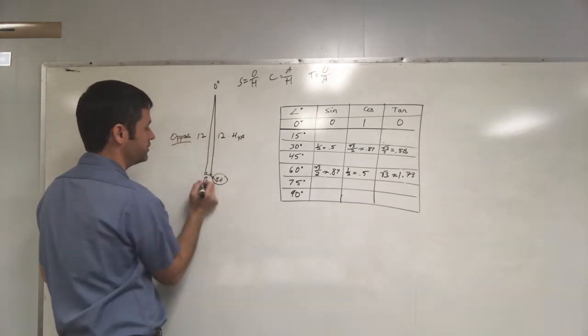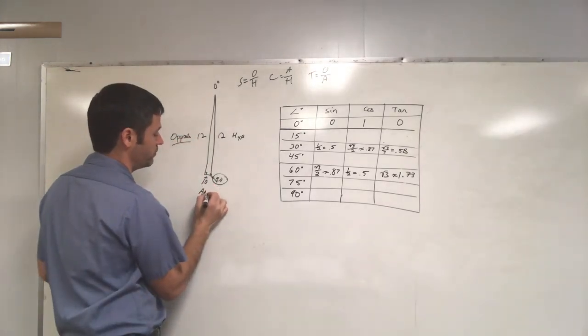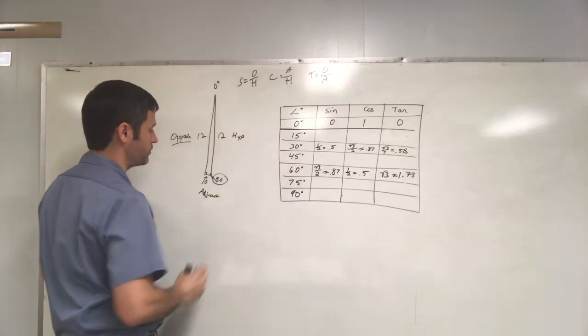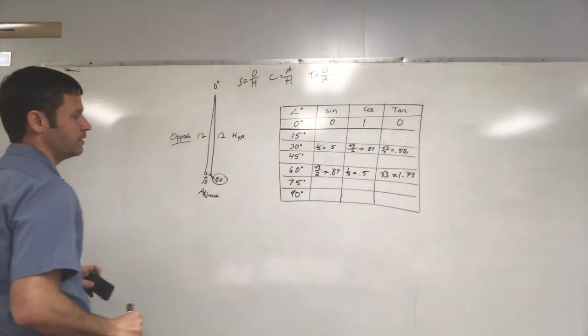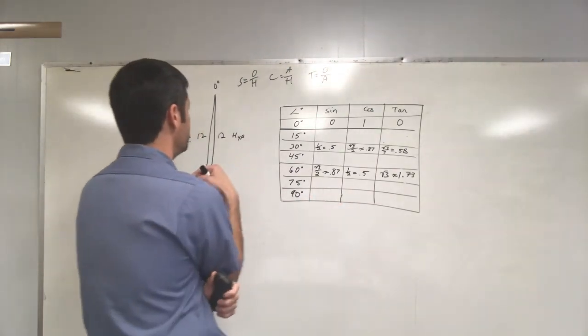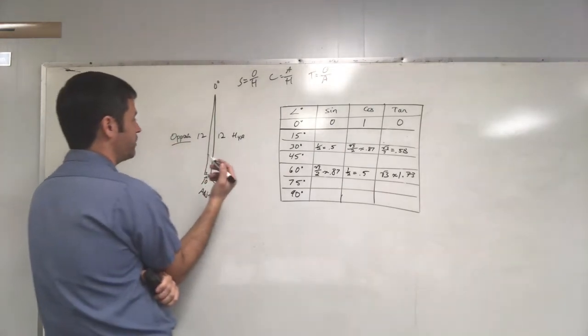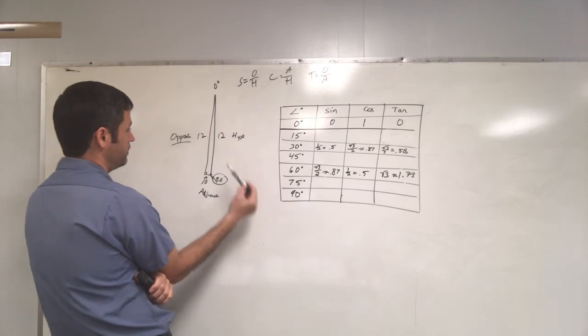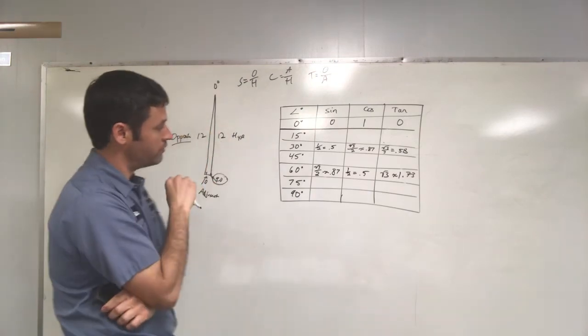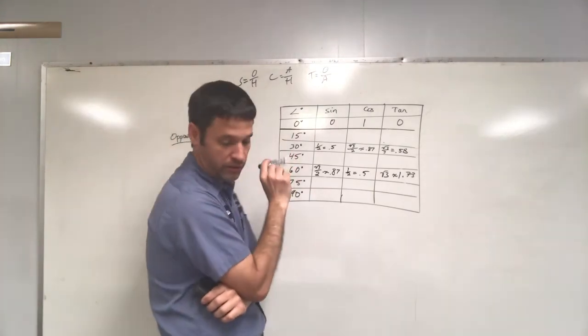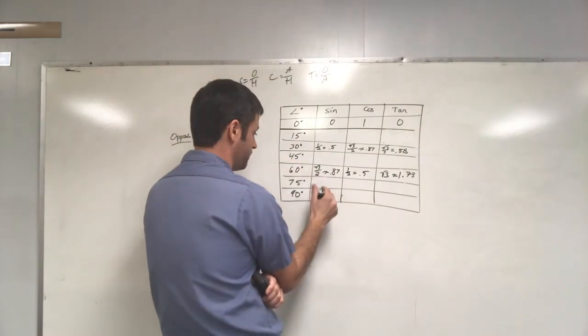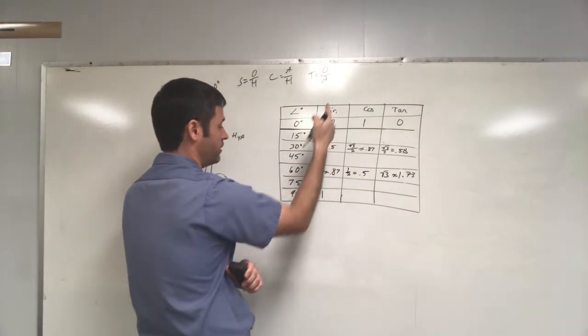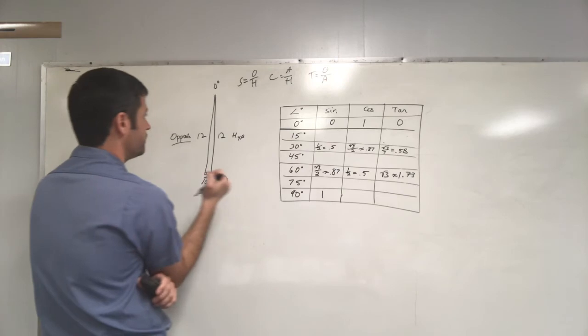Again, opposite and adjacent, they change according to your perspective. All right, let's fill in this 90. The sine is opposite over hypotenuse, and the opposite of this 90 is this 12, and the hypotenuse is 12, so 12 over 12, just like we had up there, becomes 1. That's the sine of a 90 degree angle: 1.